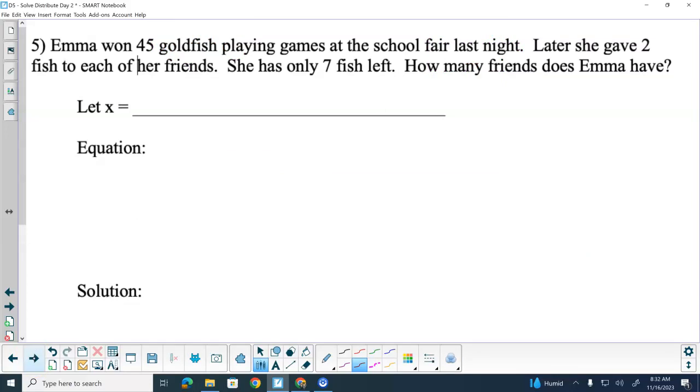Emma won 45 goldfish playing games at the school fair last night. Later, she gave 2 fish to each of her friends. She only has 7 fish left. How many friends does Emma have? Define our variable. x is going to be what? Friends, number of friends.